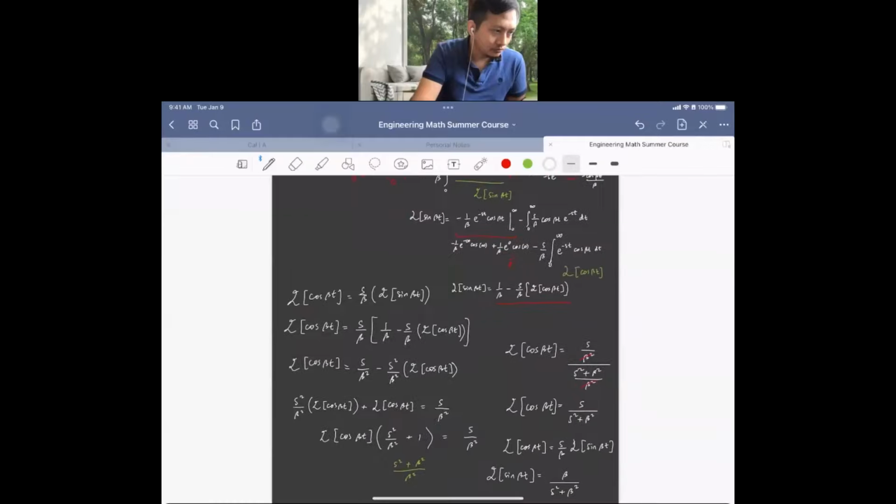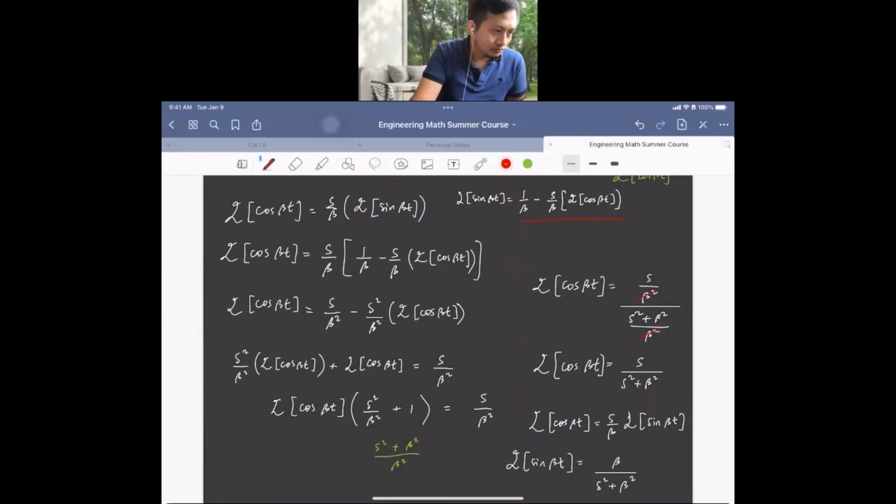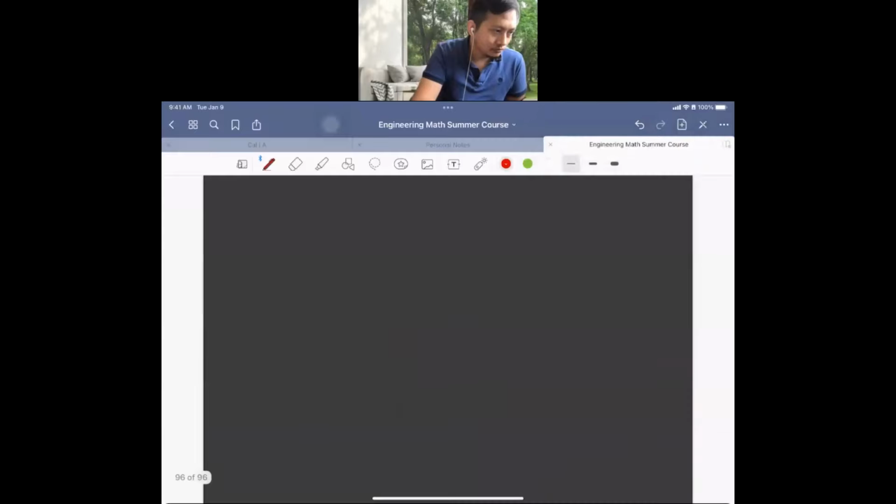Okay, let me just write the conclusions. So this is Laplace of cosine. This is Laplace of sine. Let me write the conclusions, that is, what we call the table of essential transformations for Laplace.